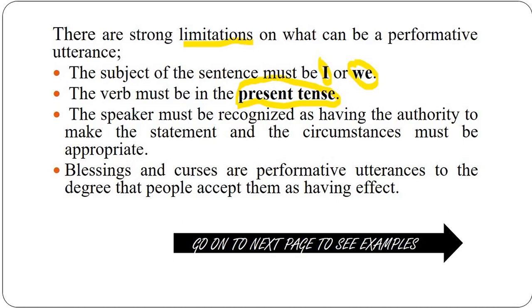And the speaker must be recognized as having the authority. This is a crucial idea here. The speaker must have the authority to do the verb, or to make the statement, and the circumstance must be appropriate. And as a detail, blessings and curses are also accepted as performative utterances to the degree that people accept them as having effect. So you will see how these blessings and curses are detailed in performative utterances. Let's see the examples.